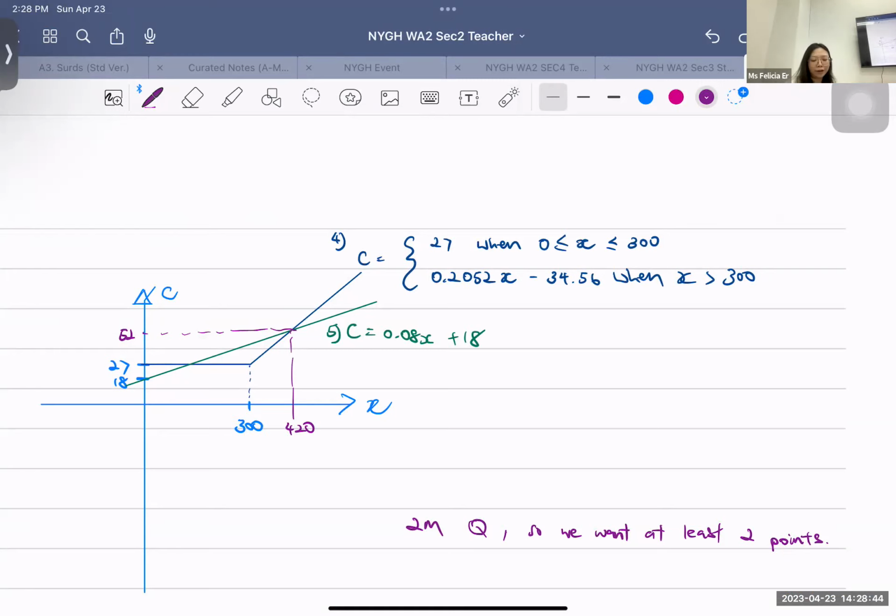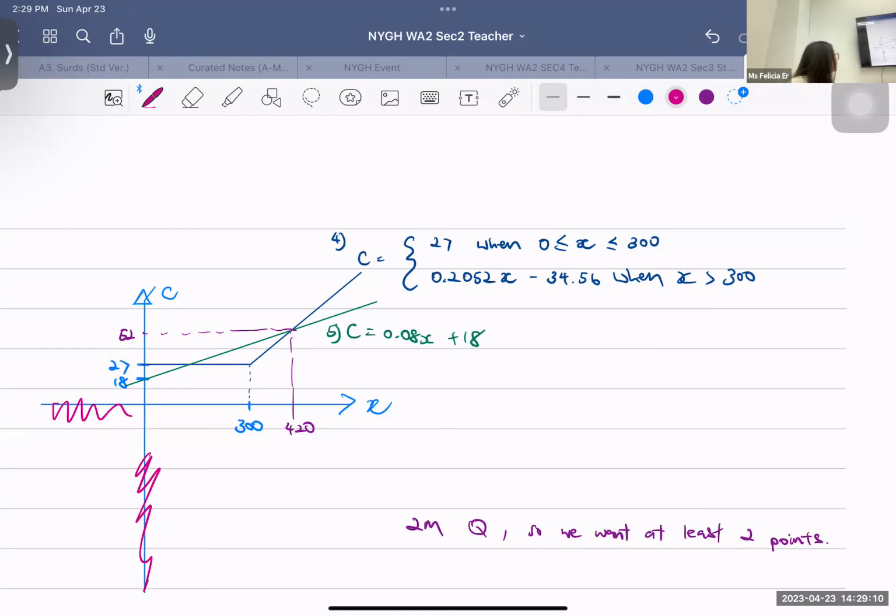Okay, take note. My graph, even though I got this tail thing here, by right you don't have to draw so long. Why you don't need to draw so long? Because cost will never be negative. If it's negative, the company is paying you to use the phone. A bit crazy. Too good to be true already. And the x will never be negative because you are calling someone. I don't know how do you calculate negative minutes lah.